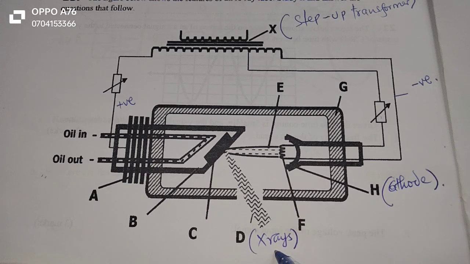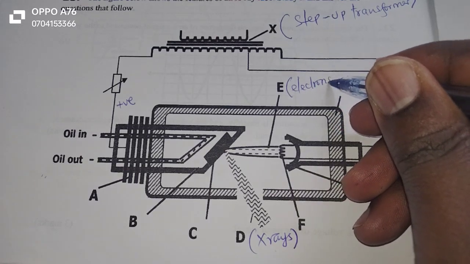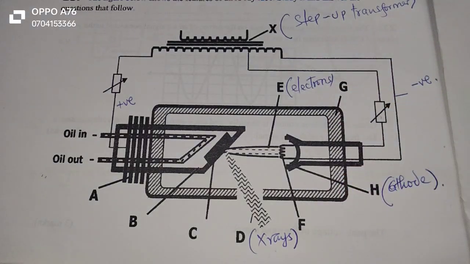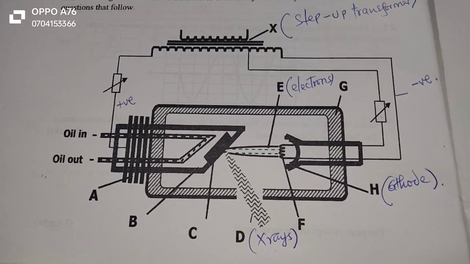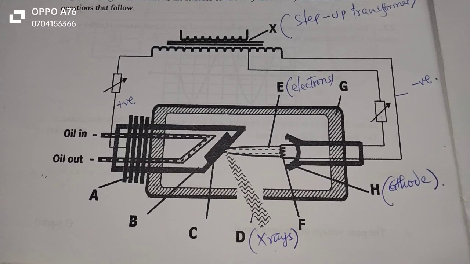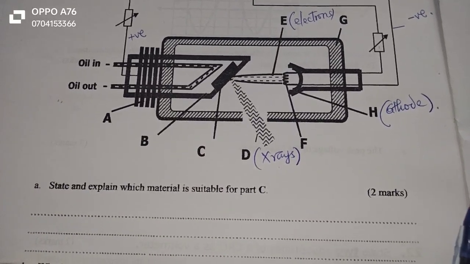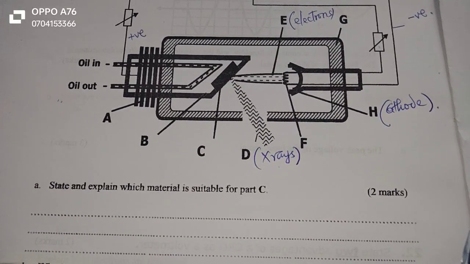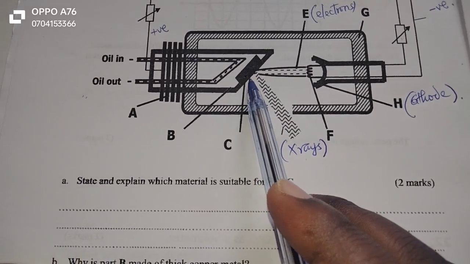So the X-rays are produced when a fast moving beam of electrons is suddenly stopped by the metal target on the other side. Then we can now study the specific questions according to the examiner. State and explain which material is suitable for part C. So part C is the metal target, which is on the anode.